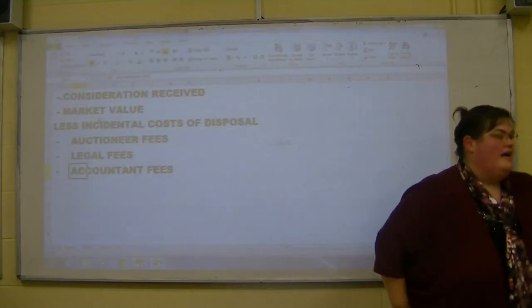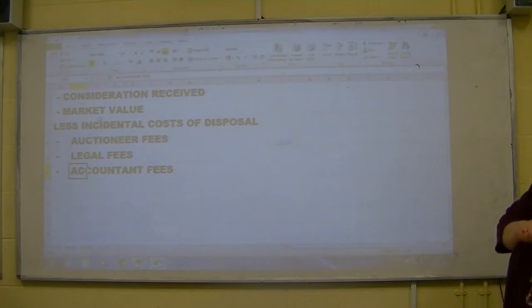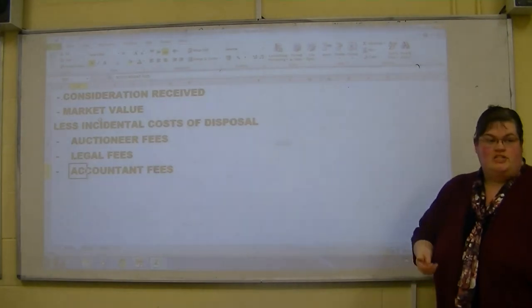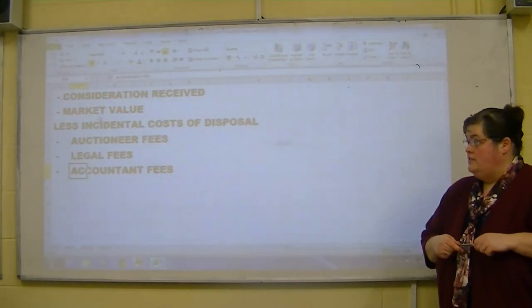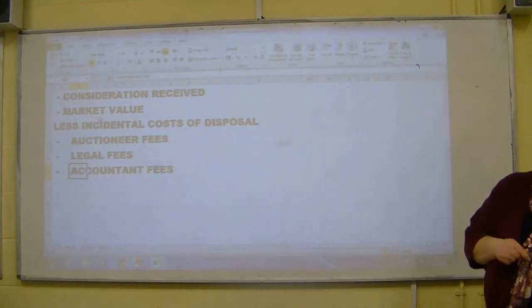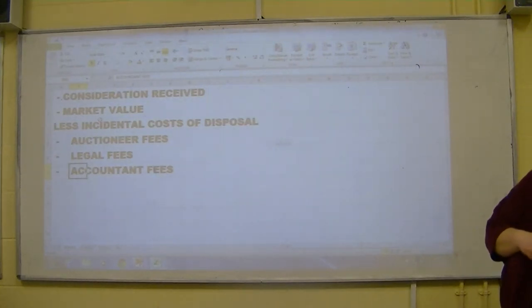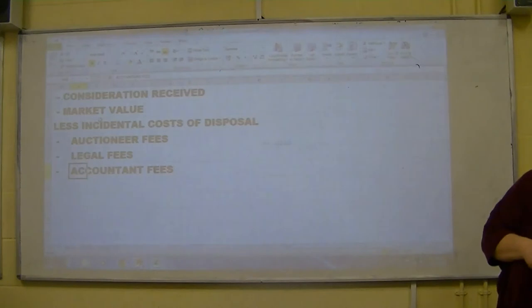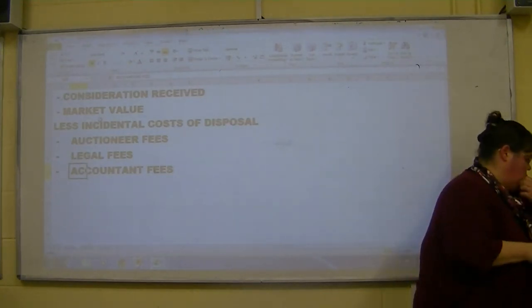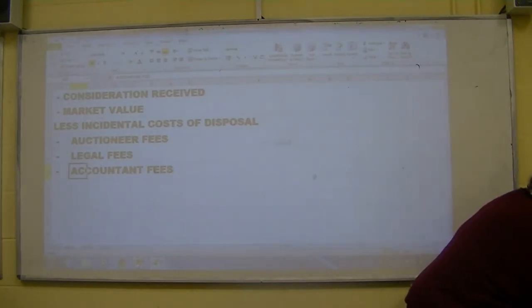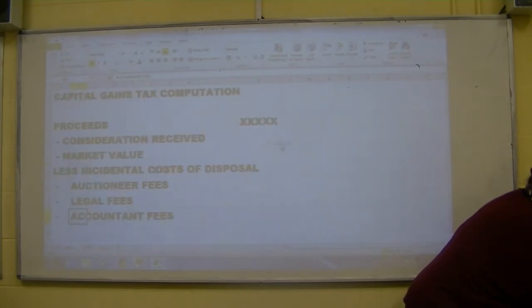Okay, so let's run into cost of disposal, and that would be our auctioneer fees, legal fees, accountants fees. So any fees that we have in relation to disposing of that asset. Okay, and that's taken off of our figure above the top. Give us a new figure here.